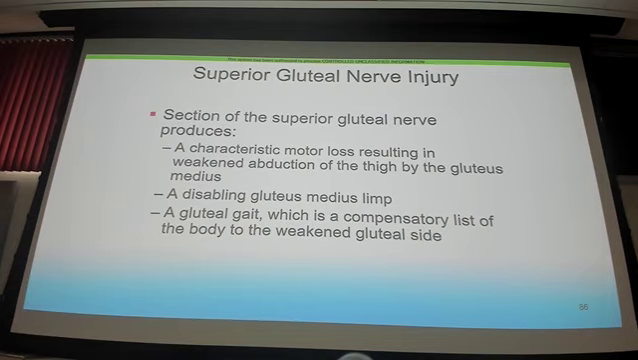One of the big actions of the deltoid, especially once you get up even higher, is to do abduction. So you're going to see a characteristic loss with a superior gluteal nerve injury, you're going to have weakened abduction of the thigh. Mainly, it's associated more with gluteus medius instead of minimus. But this gluteal limp that you're going to develop is because you can't hold your hip up anymore.